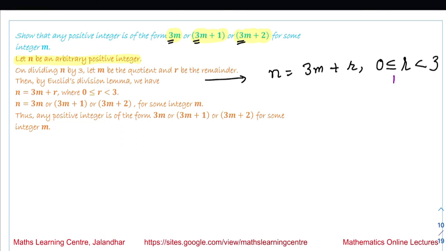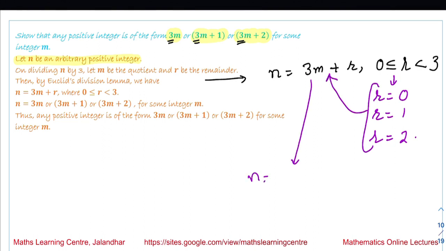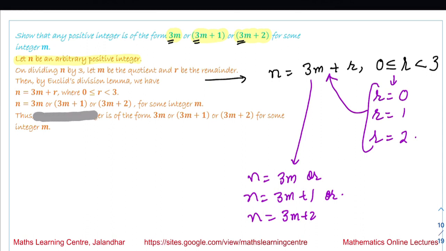It means r can have 3 values. r can be 0, r can be 1, or r can be 2. So if we substitute these 3 values in this equation, we get n is equal to 3m, n is equal to 3m plus 1, or n is equal to 3m plus 2. And this is what we have to prove, that any integer is of the form 3m, 3m plus 1, or 3m plus 2 for some integer m.